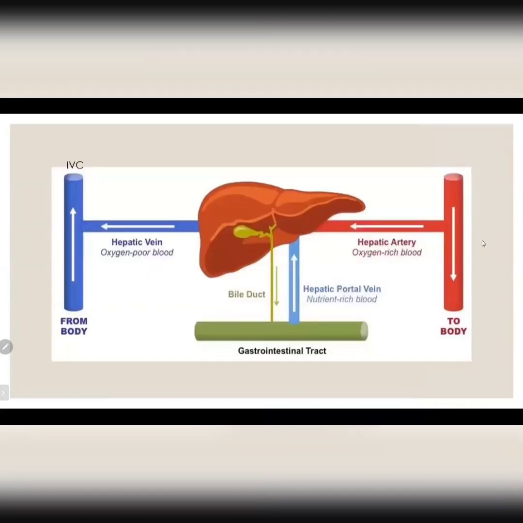Hepatic artery is a branch of which artery in the abdomen? Common hepatic artery. Yes, common hepatic artery is a branch of? Celiac trunk. Yes, very good. Celiac trunk is a branch of the abdominal aorta. So the celiac trunk is also a separate short note for you. There is a diagram that you have to learn for that, which will make the whole thing simpler.